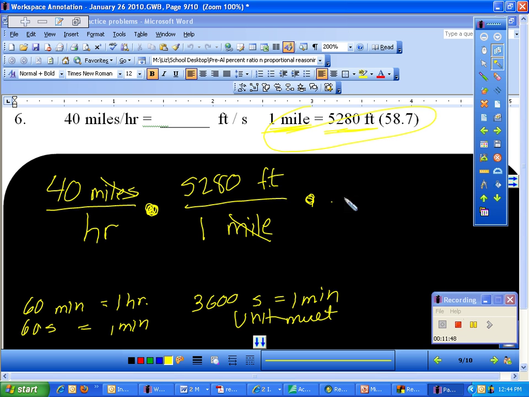Which one is going to go into, or I'm sorry, 3,600 equals 1 hour. Sorry, guys. Oops. Just checking to make sure you're paying attention. Okay, so 3,600 seconds equals 1 hour. So that's the unit multiplier I'm going to use.